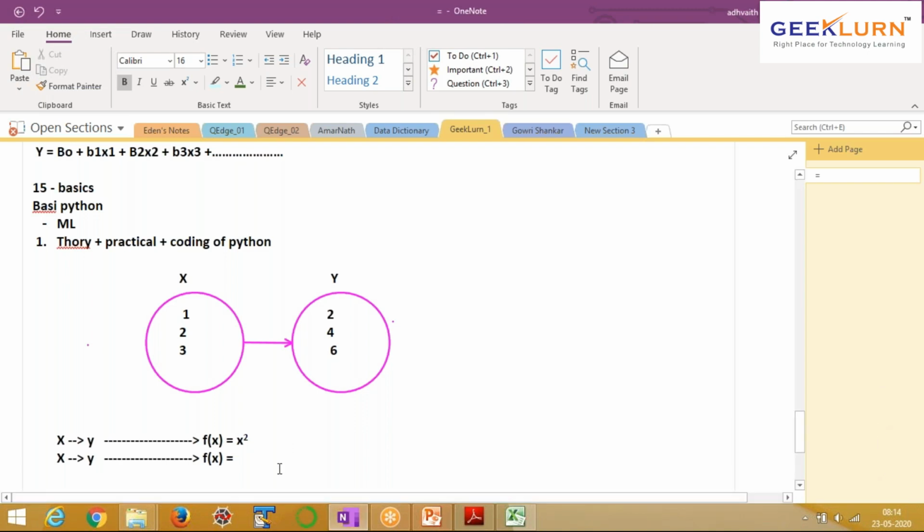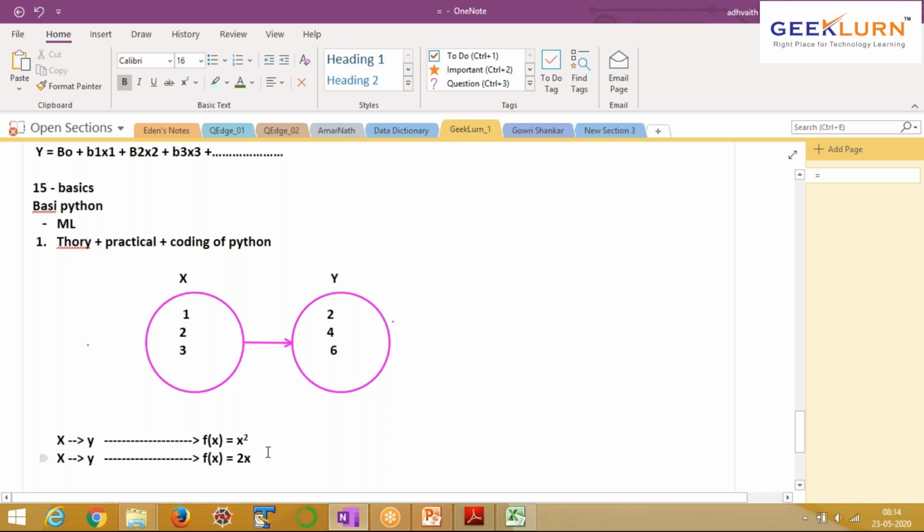Yes, 2x. 2 into x. x plus x also works, but I will take 2x. That means, according to my y values, you are changing the mathematical function, right? If I change my y values in another way, again you will change this mathematical function. That means depending upon how my y values are, you are changing your mathematical function.